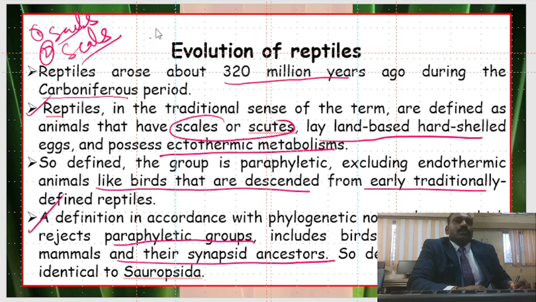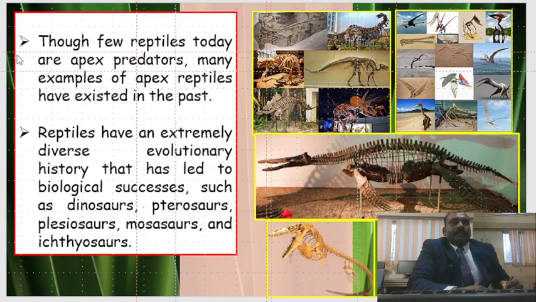Anapsids and synapsids are also most important common terminology for describing the evolutionary trends of the reptiles and other vertebrates. Few reptiles today are apex predators, but many examples of apex predators have existed in the past. So these are the reptiles according to the evidence on the basis of the presence of fossilized remains of the reptiles. The reptiles have an extremely diverse evolutionary history that has led to biological success, such as the dinosaurs, pterosaurs, plesiosaurs, mesosaurs and ichthyosaurs.